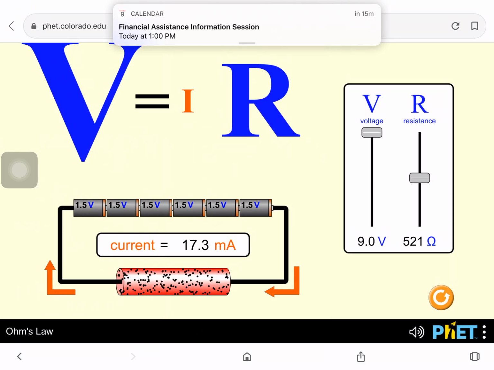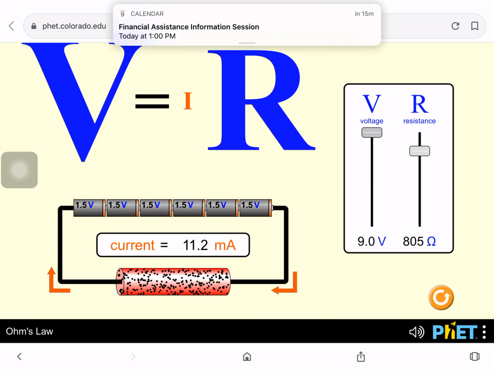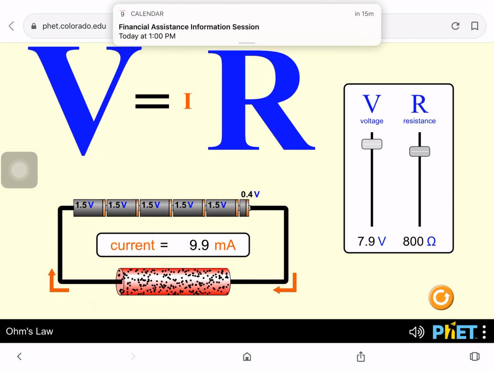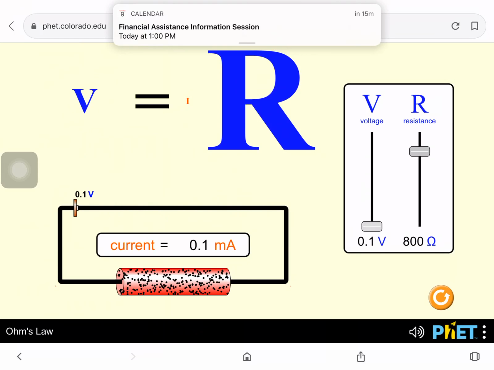Okay, so let's go back to 800 ohms here. Try and see if you can get it right on 800. It can be a bit tricky to get it exactly at 800, but I think it's doable. Then change the voltage from 9 volts to 8 volts to 7 volts, all the way down to the lowest voltage, which is 0.1 volts, right? And then you just keep recording the current in the chart.